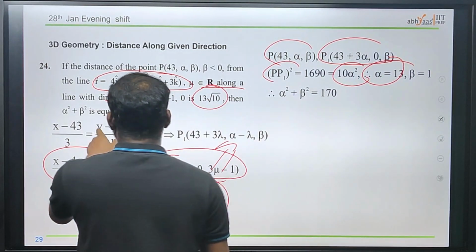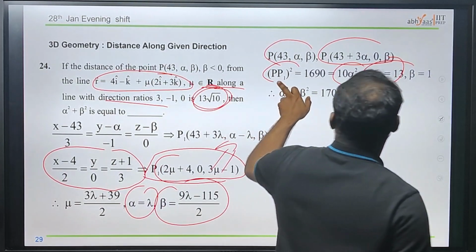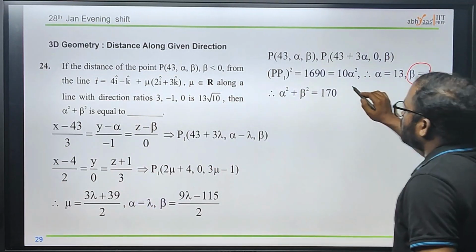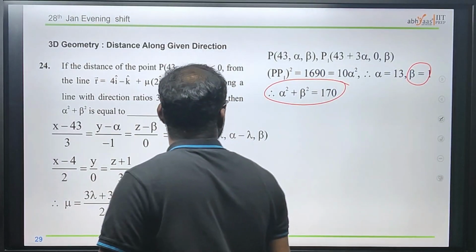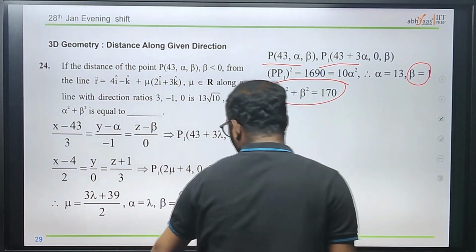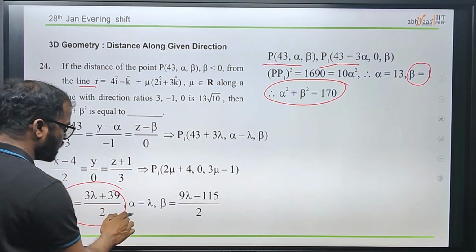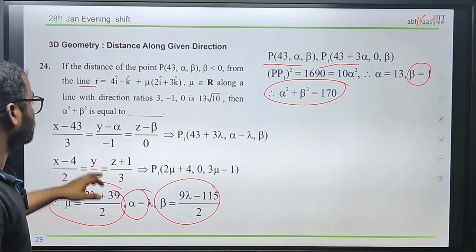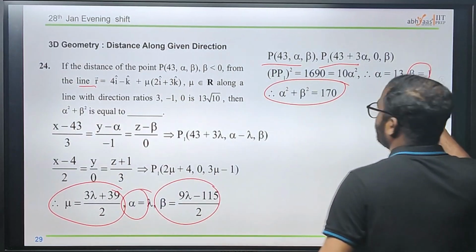From this 13 root 10, we will have alpha as 13 and beta as 1. Therefore alpha square plus beta square is equal to 170. That's how we got it. Just see here, we found P and P1, then we used the line with mu, and after that we got alpha and beta and substituted those values. That's how we got 170 as the answer.